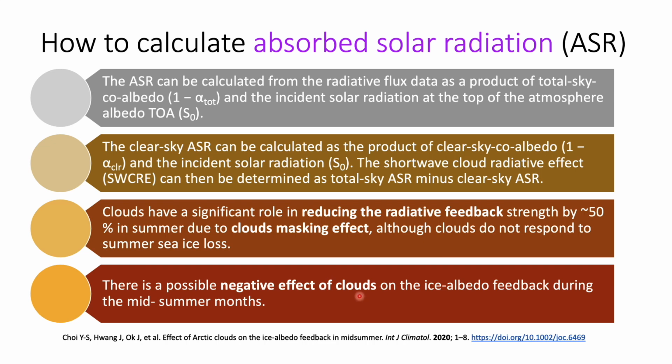Although cloud has nothing to do with sea ice loss. See, the sunlight comes and starts melting the ice, which can happen whether cloud is there or not. So that is what we have to know. Only the feedback, that is the radiative feedback, is affected because of the cloud, not the solar radiation that is hitting the Arctic ice. So there is a possible negative effect of cloud on the ice albedo feedback during the midsummer months because of cloud.